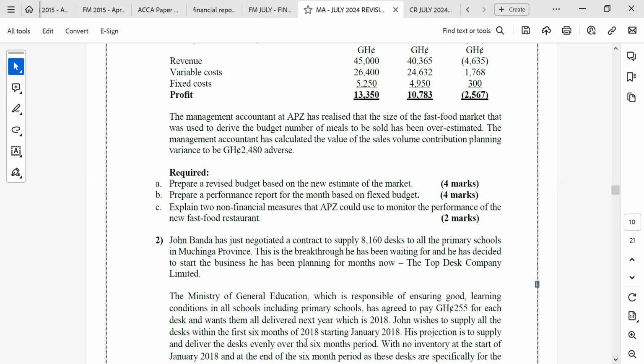A. Prepare a revised budget based on the new estimate of the market. B. Prepare a performance report for the month based on the flexed budget. C. Explain two non-financial measures that APZ could use to monitor the performance of the new fast food restaurant.